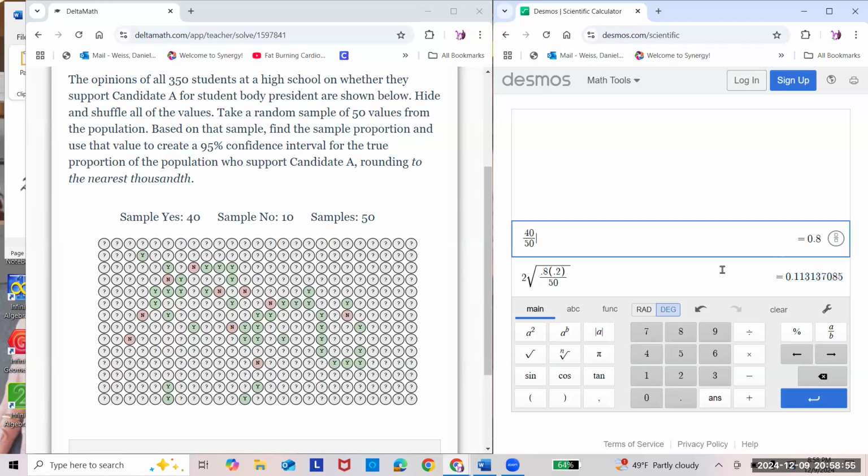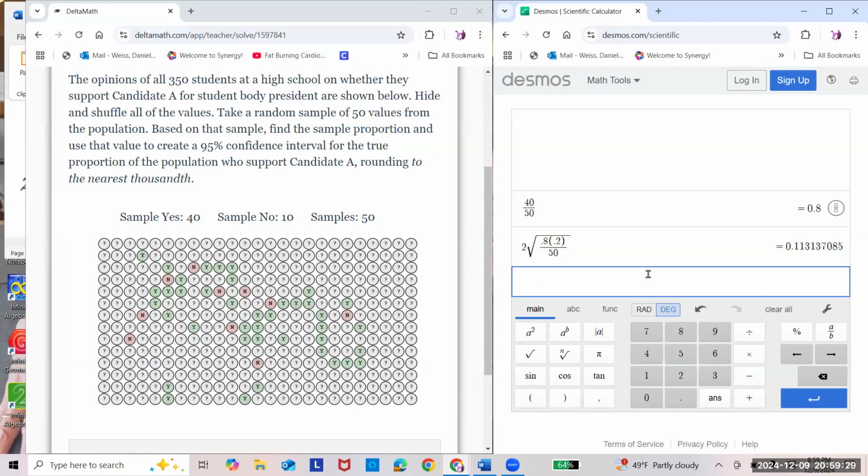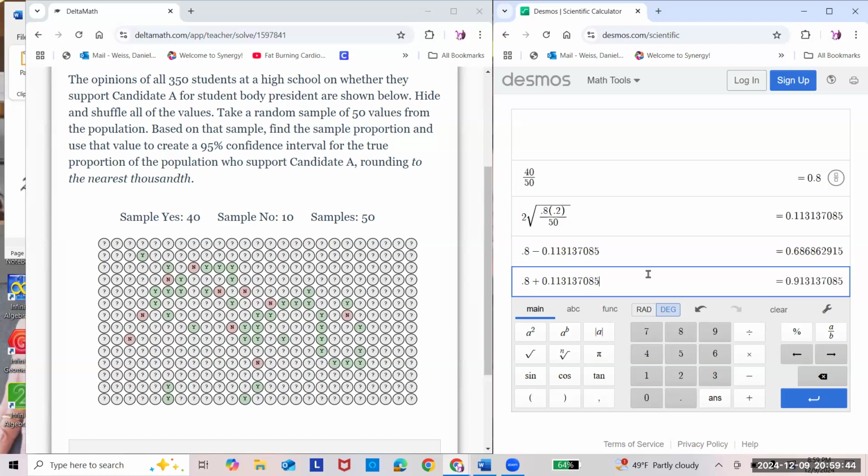Okay, so now all you have to do is take your 0.8. See here, you don't need the mean. When you're doing a sample mean, you have to calculate and find the mean. Here, all you're looking for is your P. P is the 0.8. So now you're going to do 0.8 minus this 0.11, and then you're going to take the 0.8 and go plus that 0.11. And this is going to be your confidence interval, right here.